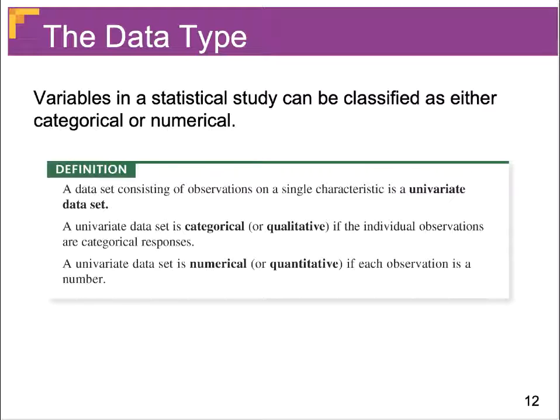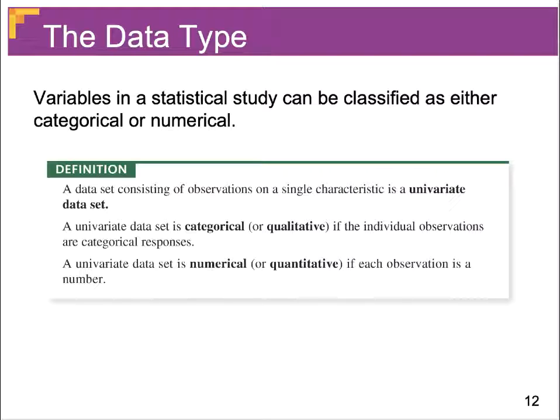If we have a set of a categorical variable, sometimes you'll hear that called qualitative. That means that the individual observations are categorical responses. It is something that is placing that individual in a particular category. Examples here would be things like hair color, eye color, type of car driven, those kinds of descriptors that put you into a particular category.